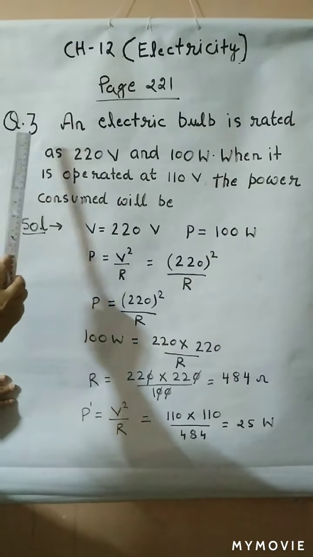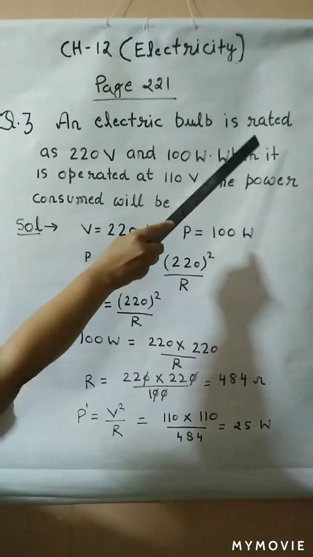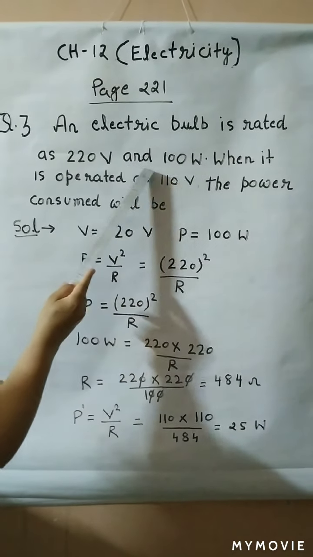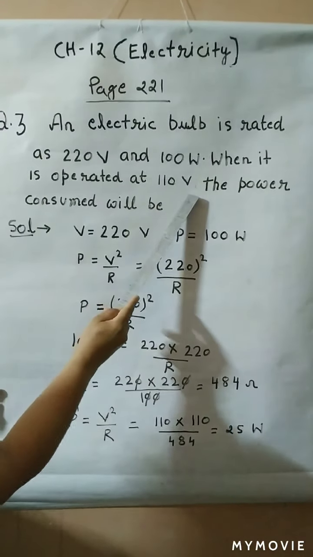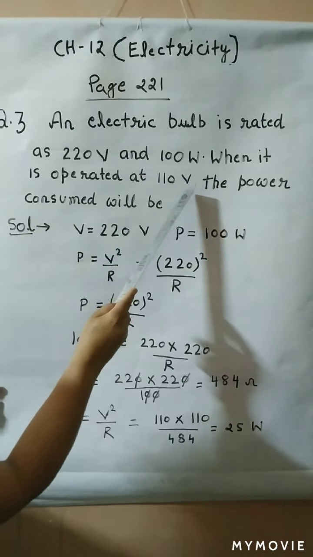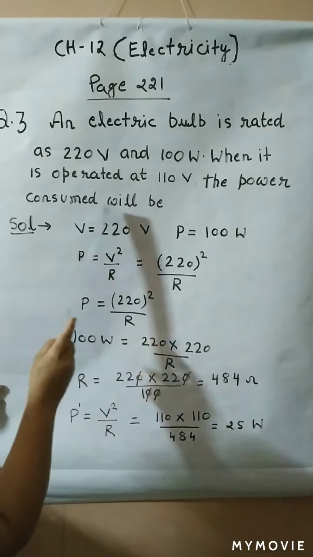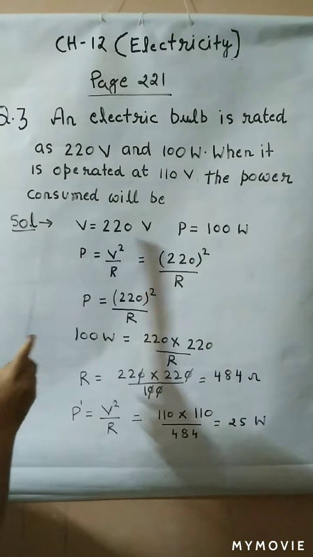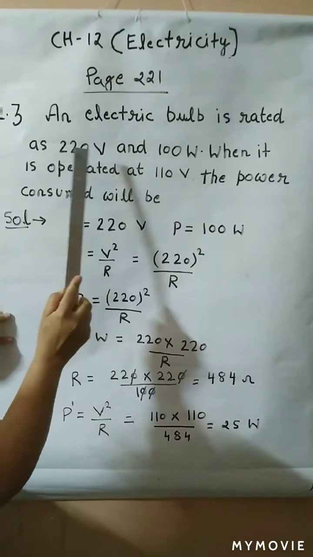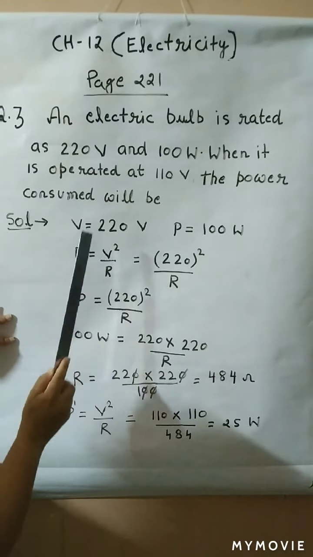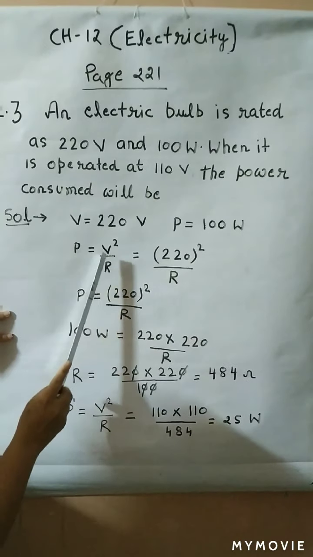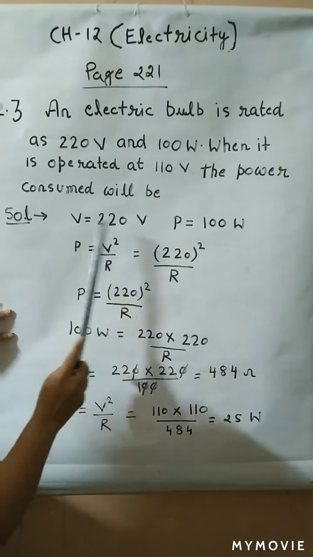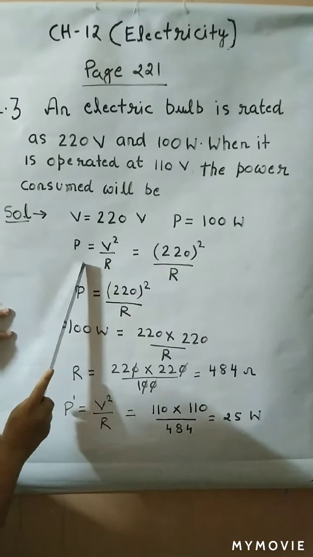This is the next numerical. An electric bulb is rated as 220 volt and 100 watt power. When it is operated at 110 volt, the same bulb, we have to calculate the power consumed by the bulb. So by using this potential and power, we can calculate the resistance of the bulb by which formula? P is equal to V square by R. Potential given, power given. We will use this formula of power.